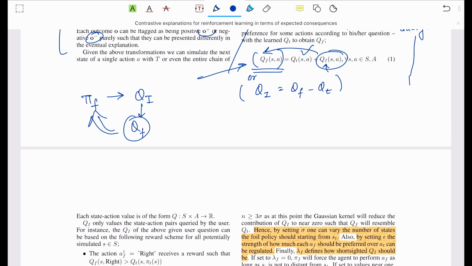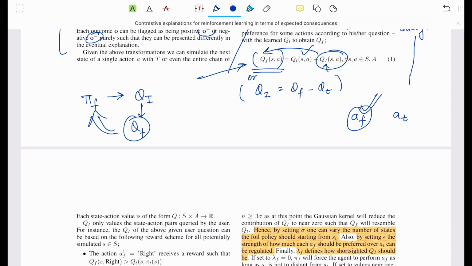As I said, the idea behind qi is for this policy pi f or the q function qf to follow what the human said wherever the human said something. So what we would want to do is, let's suppose the human said action af and action at was the action taken by the agent, we want to prefer this action af instead of action at.